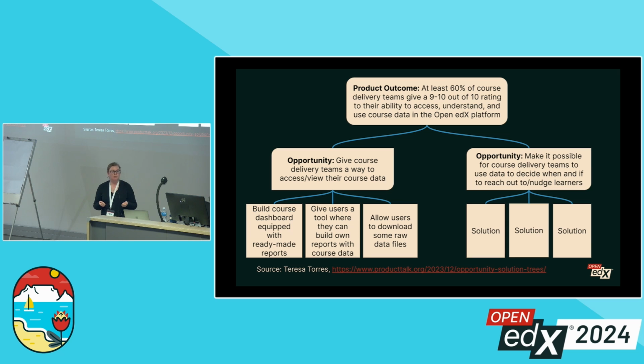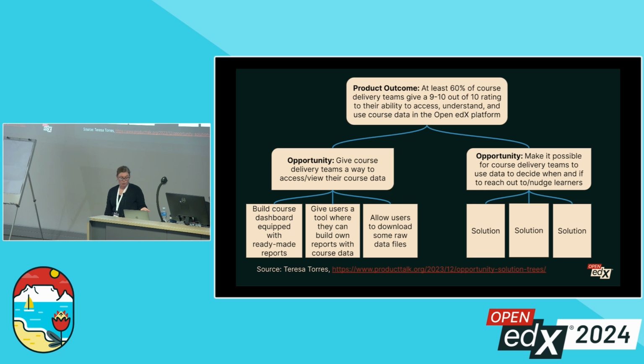So maybe an opportunity could be, I want to give course delivery teams a way to access or view their course data. The other side of the coin could be, I want to make it possible for course delivery teams to use data to decide when and if to reach out to or nudge learners. You'll see the solution has not been filled out for this bottom bit on the other side, but let's look at some solutions for giving course delivery teams access to their course data.